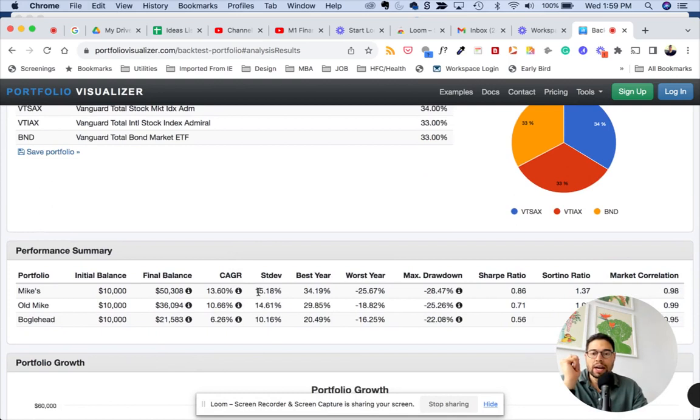You can see that it does have a higher standard deviation than the others, meaning it's going to be more volatile, right? So your best year is around 34%. Your worst year is 25.67%, and your max drawdown, the largest drawdown we saw, was 28.47%.